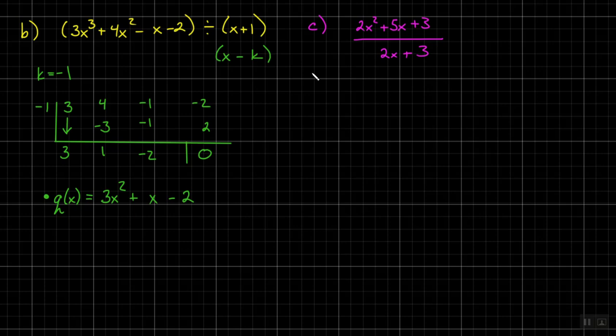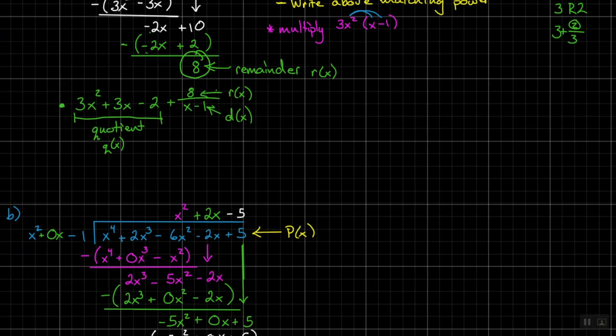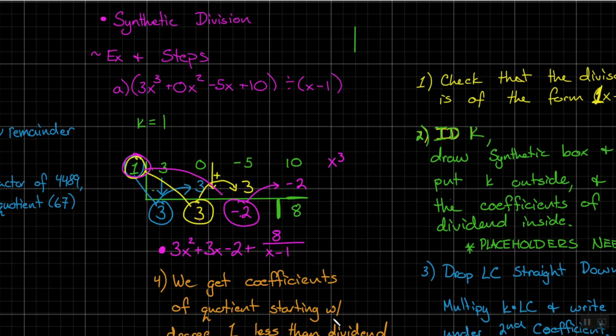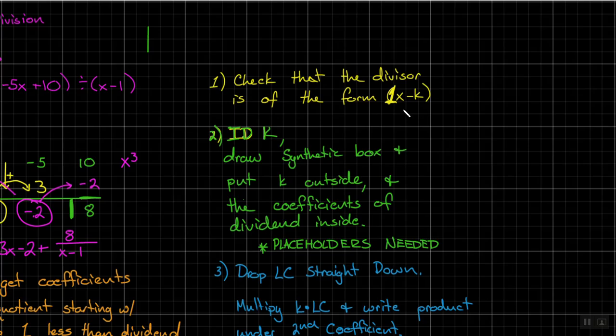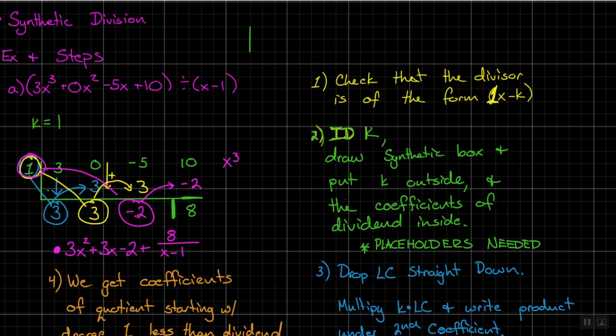What do we have to divide by? What form? Almost. Say it again. Check to make sure it's of the form 1x minus k. It has to be. No other option. What are we trying to divide by here? 2x minus something. Is that of the form x minus k?